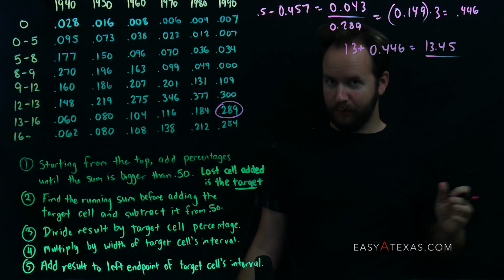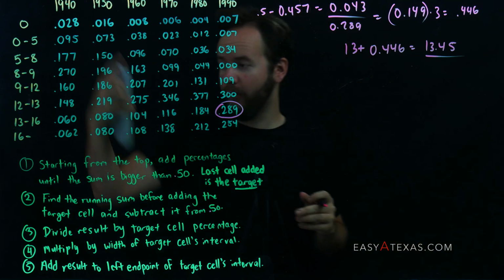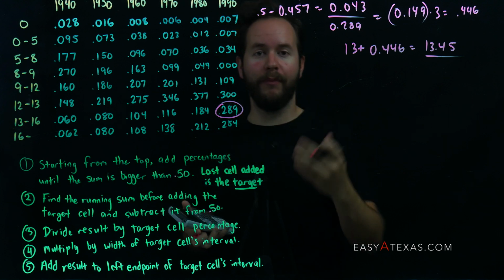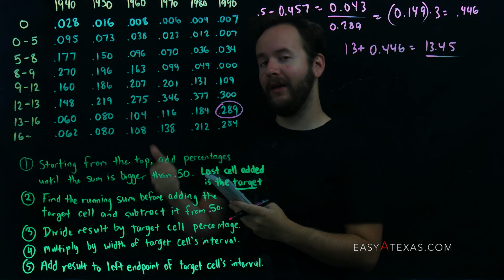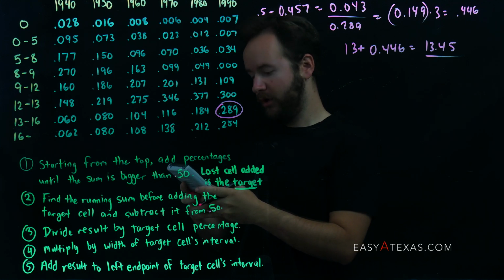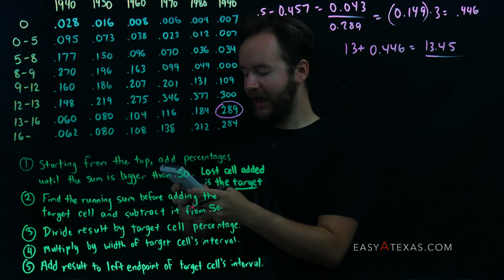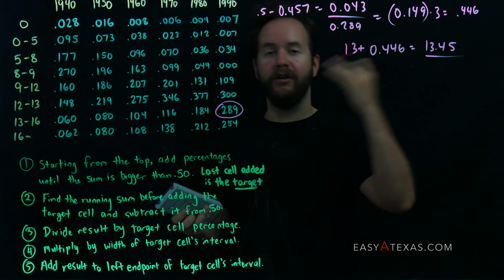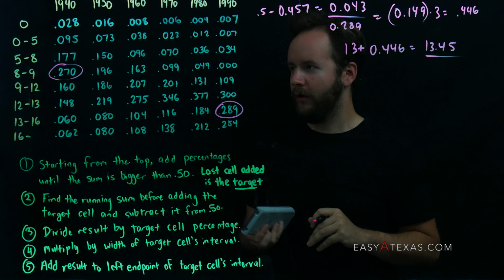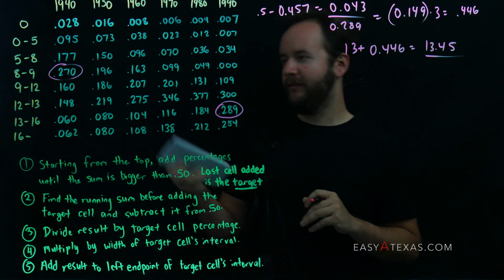We're going to do the same exact process all over again for 1940. So here I go. I'm going to start from the top and add the cells until I get a number bigger than 50%. The last cell I add in that way is called the target cell. So 0.028 plus 0.095 plus 0.177, and sure enough, when I add 0.27, I've crossed the threshold of 50%, so this 0.270 is our target cell.